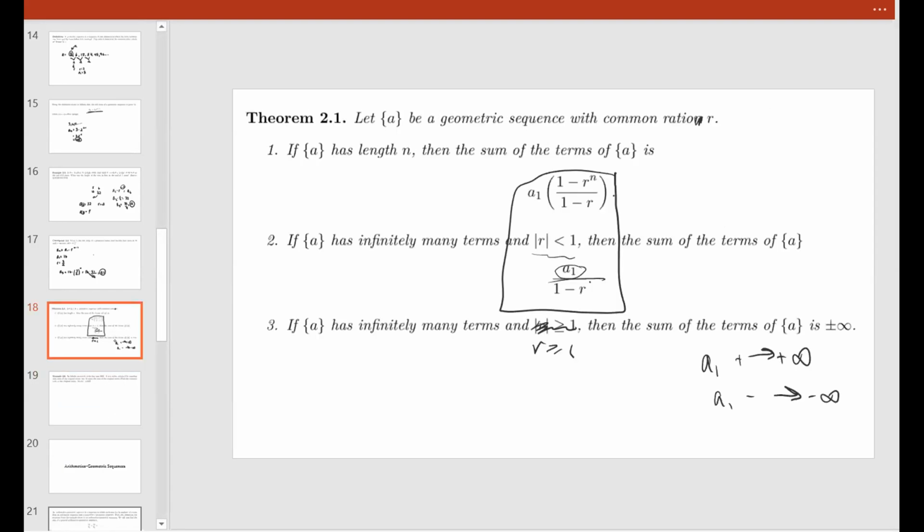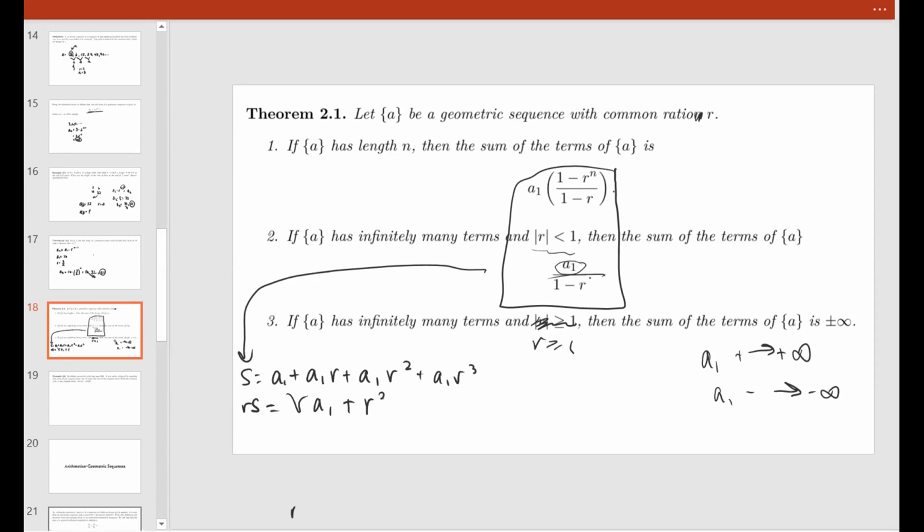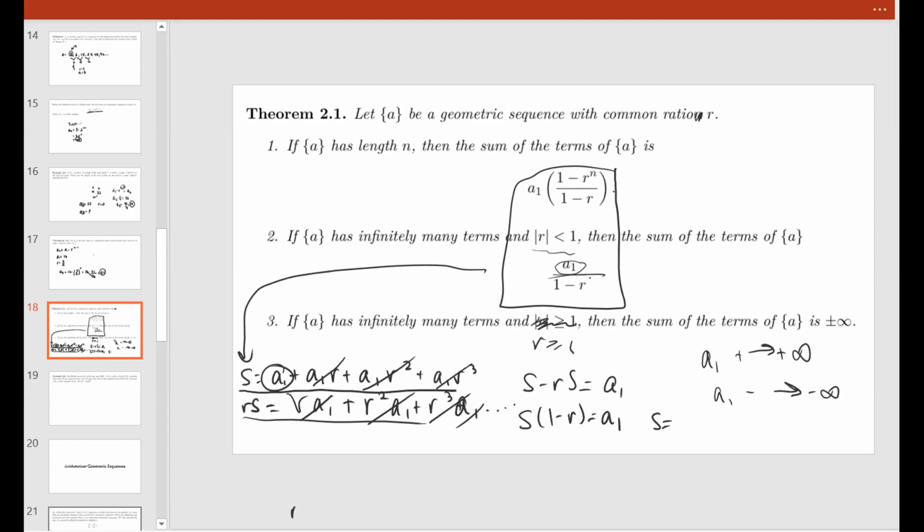And so to see this, we want to find the sum. So for this formula, we want to find the sum a1 plus a1 times r plus a1 times r squared, which is just a1 plus a2 plus a3. So we're just summing the terms. So let's call this sum s. And we have r times s equal to r times a1 plus r squared times a1 plus r cubed times a1, and so on. So if we were to take s minus rs, we see that this a1r cancels with this a1r, a1r squared cancels with this a1r squared, and so on. So we're just left with this a1 term. So this is s times 1 minus r equal to a1. So we get that s is equal to a1 over 1 minus r.